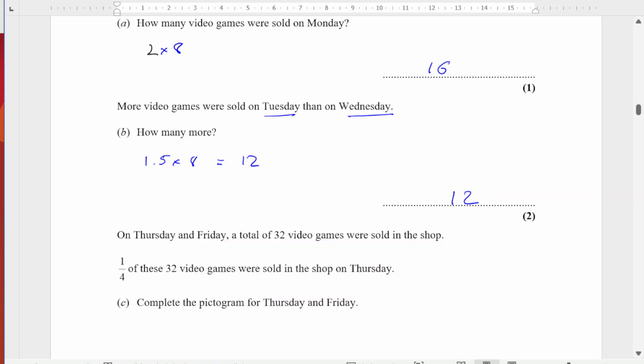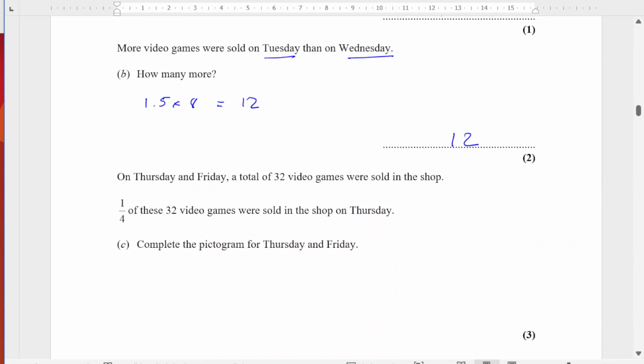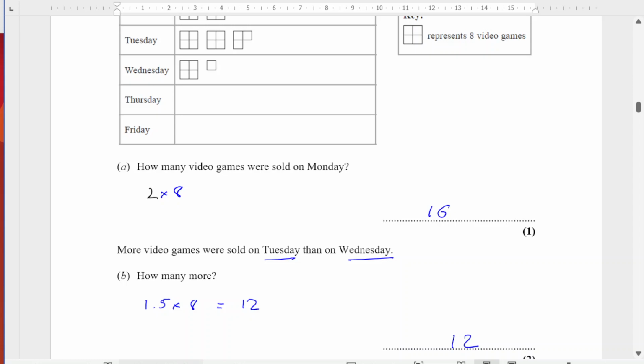And then on Thursday and Friday, a total of 32 video games were sold. A quarter of the 32 were sold on Tuesday. Complete the pictogram for Thursday and Friday. So we want a quarter of 32 first of all. A quarter of 32 is going to be equal to 8, meaning that 8 were sold on Thursday, and meaning that 3/4 or 24 were sold on Friday. So I want 1 block for Thursday and 3 blocks for Friday. And that's pretty much that question.